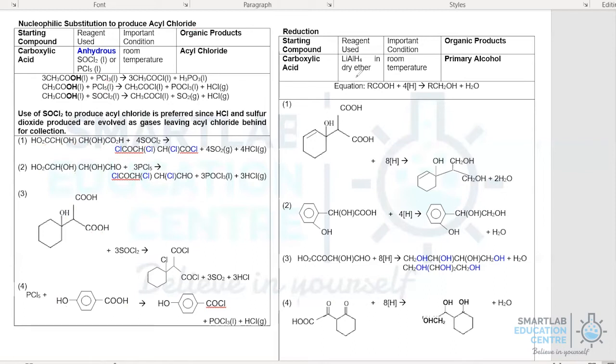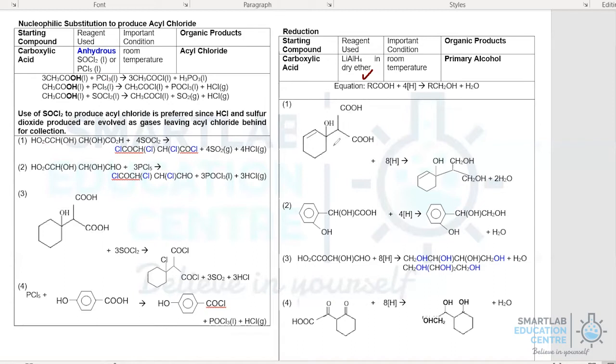Finally, in the reduction of carboxylic acid, we have to bear in mind it can only take place in the presence of lithium aluminum hydride in dry ether. Lithium aluminum hydride is the strongest reducing agent relative to your NaBH4, sodium borohydride, and the other reducing agent is your hydrogen gas, which is too weak a reducing agent to reduce your carboxylic acid. So let's take a look at some examples.